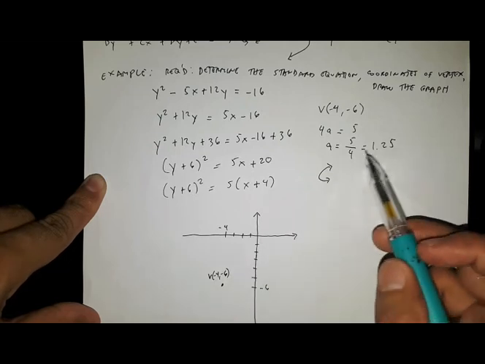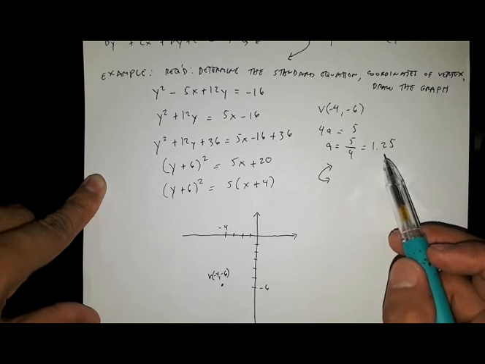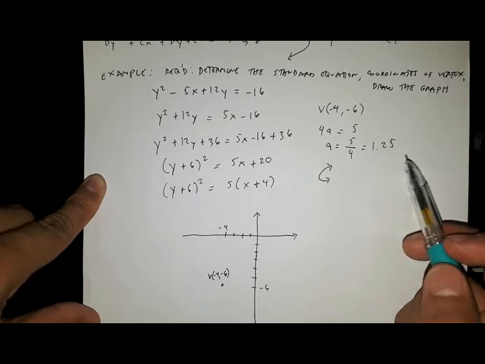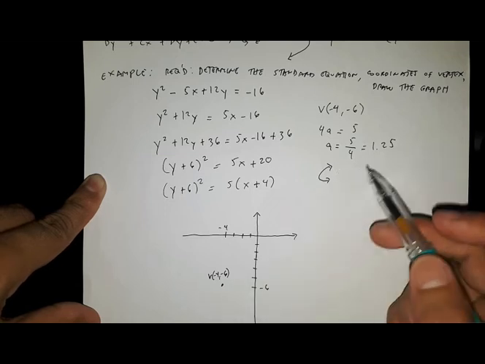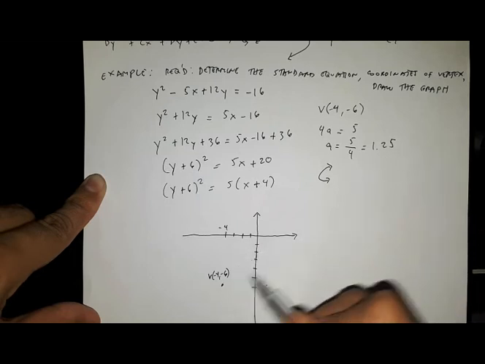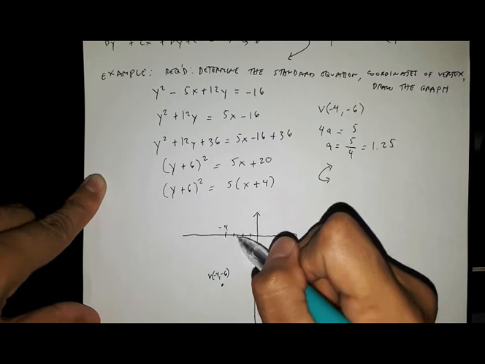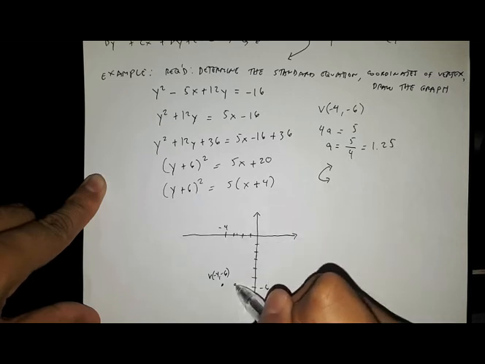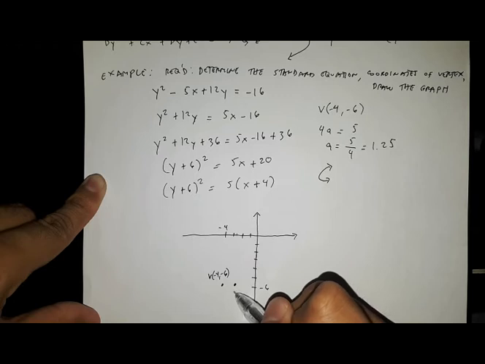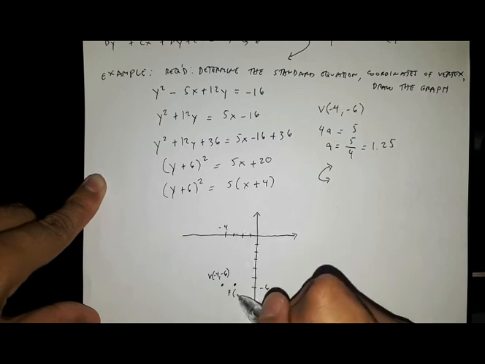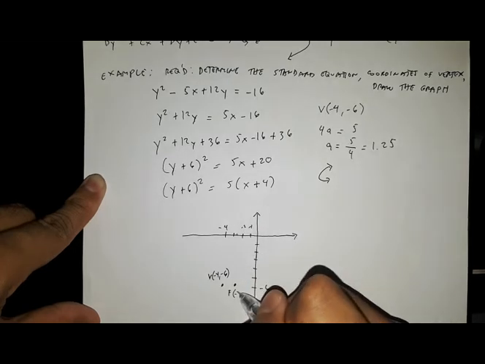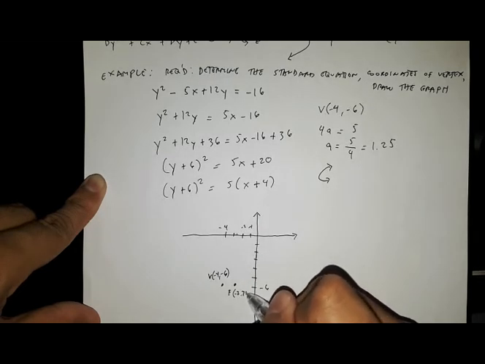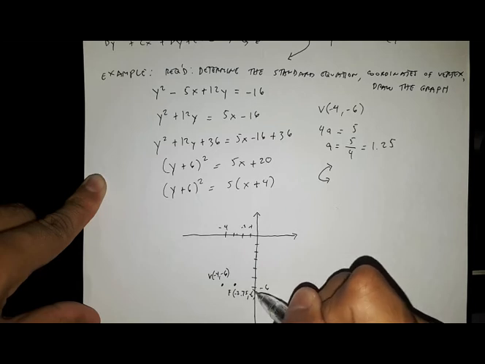Now, the value of a is 1.25. So to get the coordinate of the focus, knowing that the parabola is opening to the right, let's move 1.25 to the right. So it's about here. So your focus is here. So your F has the coordinate of, so this is negative 1, this is negative 2, so negative 2.75 and negative 6.